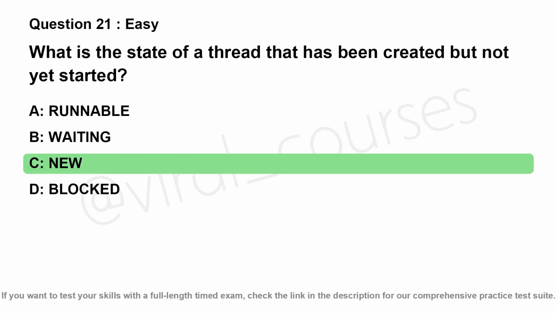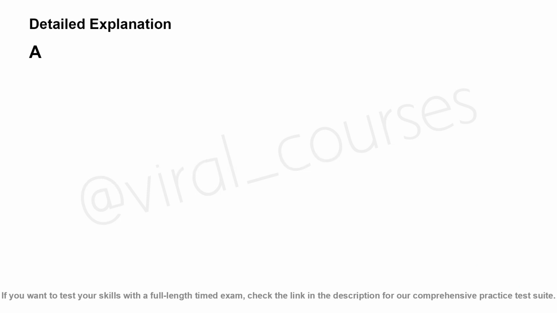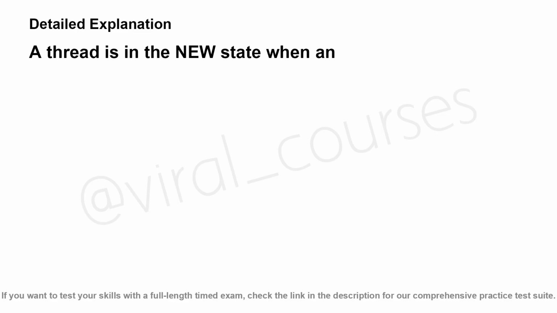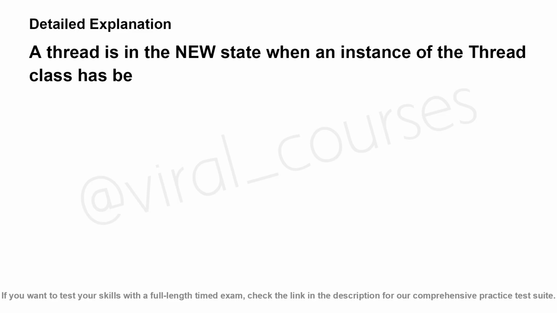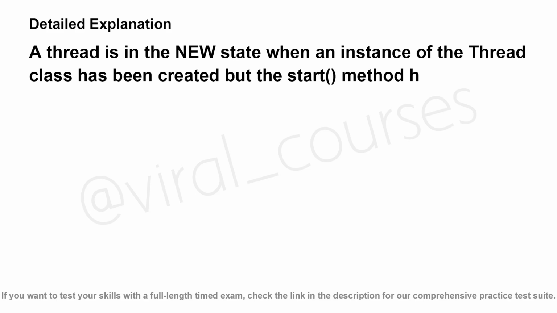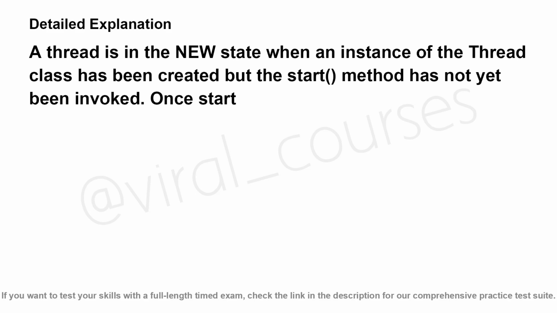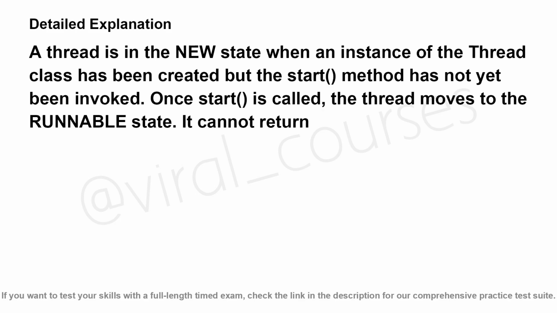The correct answer is C. A thread is in the new state when an instance of the Thread class has been created but the start method has not yet been invoked. Once start is called, the thread moves to the runnable state. It cannot return to the new state once it has started.